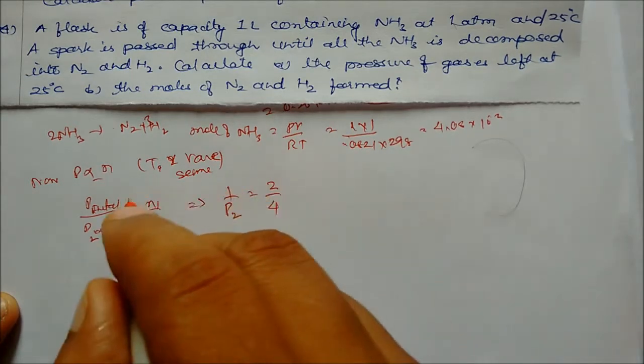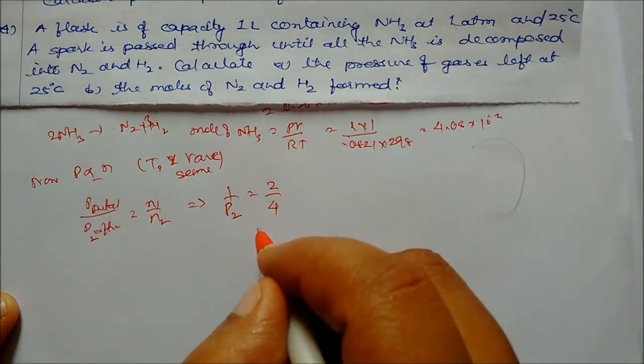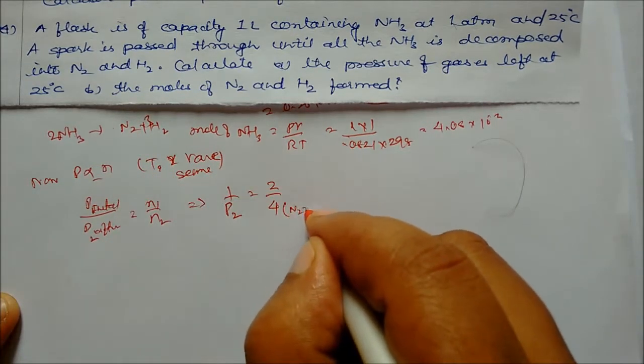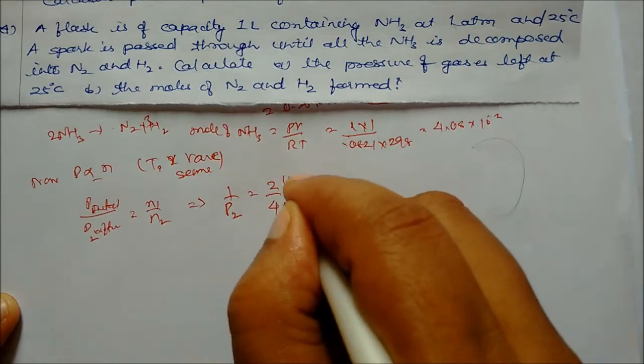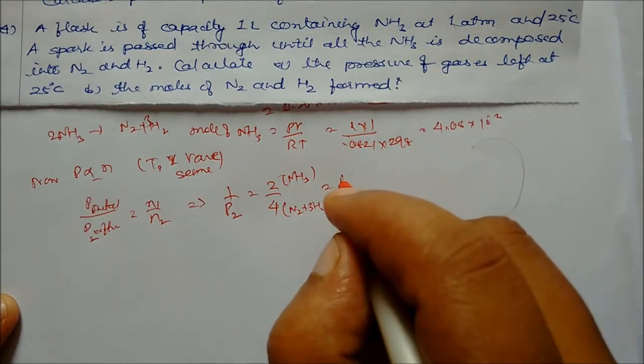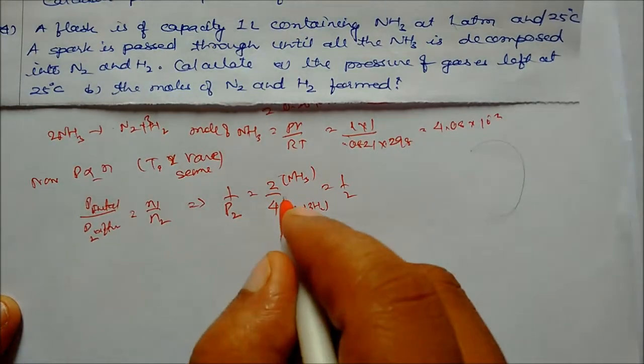So this is the pressure of ammonia. Ammonia is 2 moles in P2, so after the reaction it becomes 4 moles. So this is the 3 plus 1, 4. This is your nitrogen plus 3 moles of hydrogen. This is only for the ammonia. Okay, so ammonia is 2 to 4, this becomes 1 by 2, half. Okay, this is our first part.